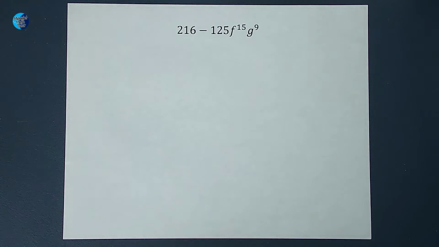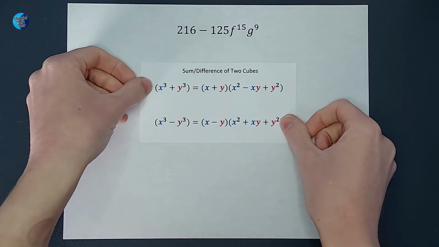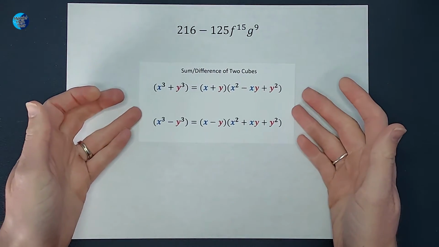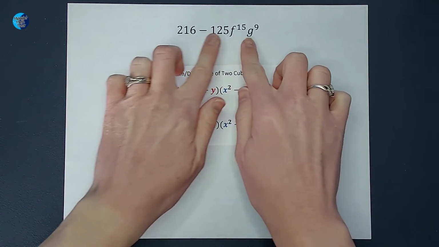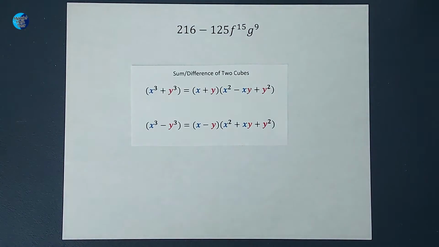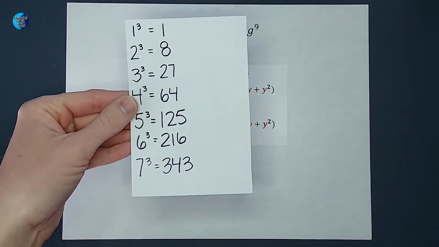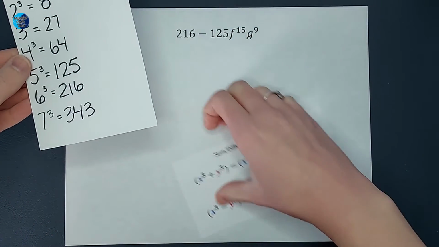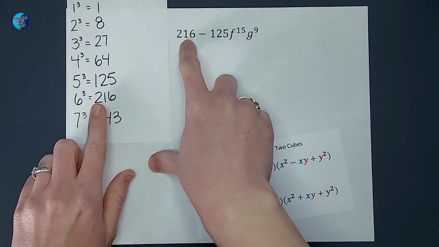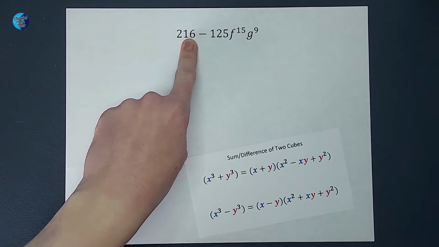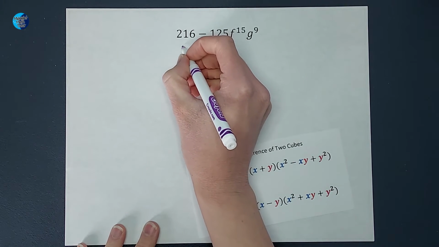All right, so let's see how this applies to this problem. Here is our sum or difference of two cubes. So obviously in this one, we are subtracting, so we're looking at the difference. What I need to do is to get each of these terms to be to the third power. So for example, if I look at my list here, which obviously I could have gone on literally forever, but I stopped at 7 cubed, I notice, oh, 216 is 6 cubed. So I could rewrite 216 as 6 cubed.